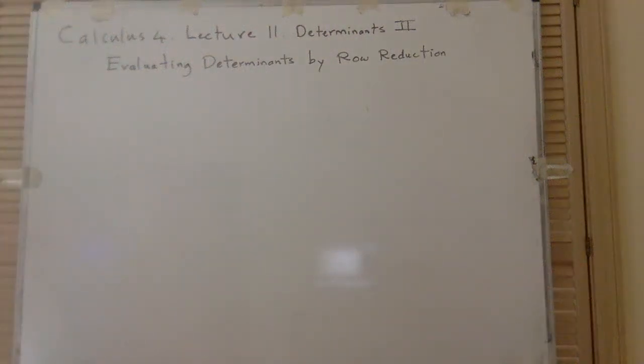Okay, Calc 4, Lecture 11, Determinants, Part 2. So, evaluating determinants by row reduction. Let me just write down some facts. I really don't want to go through the proofs. In fact, some of these facts cannot be proved easily.